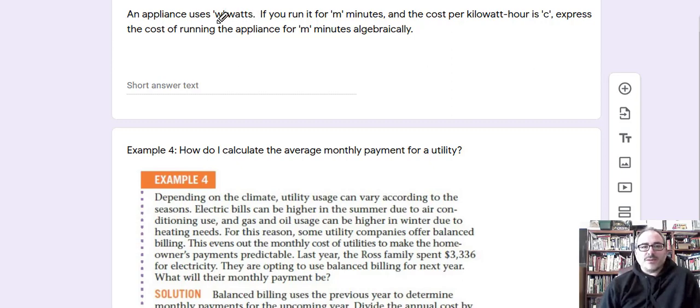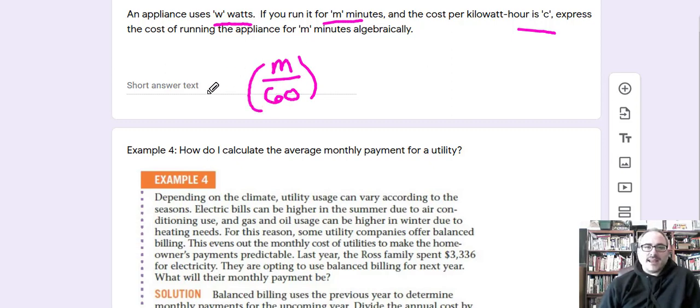All right, appliance uses W watts. We're going to run it for M minutes, and the cost per kilowatt hour is C. All right, express the cost of running the appliance for M minutes algebraically. Well, remember our first step was to convert the minutes into hours. So our first step is going to take the minutes, whatever that are, and divide by 60, right? Because this will give us hours. And then we're going to multiply it by how many watts the thing generates.